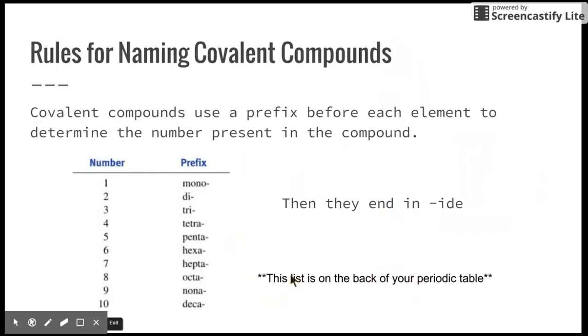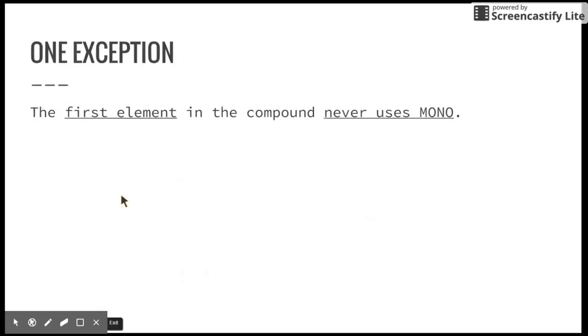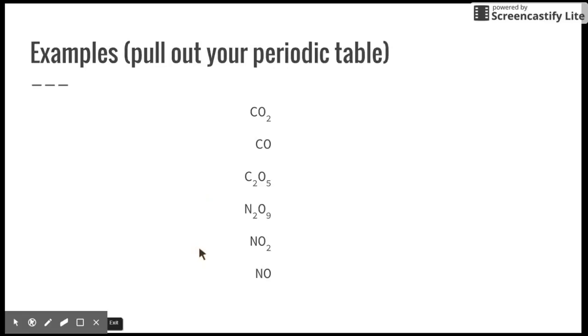So how do you name covalent compounds? Well, it's pretty easy. It's the same as ionic, only you need to add a prefix. So these prefixes here, you need to know these, or at least know that they're on the back of your periodic table. They're what you use before each element to determine the name of the compound, and then they end in "ide." There's one exception to this rule, and that exception is you never get to use mono, or 1, for the first element. So let's try some examples.